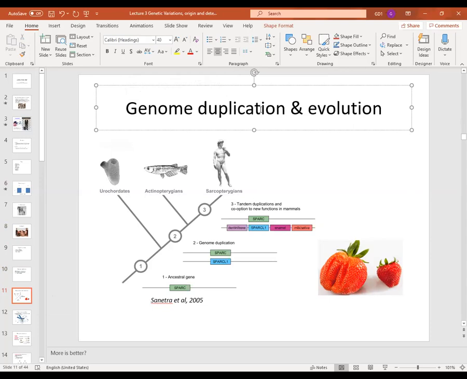So the very first creatures on our planet had very small genomes. That is very little material for doing work, so they needed to increase it. The most effective way is genome duplication. Here we have a eukaryote, and the ancestral gene is very small, and then they underwent genome duplication. We have two copies of the gene, and we can detect this in fish like this.